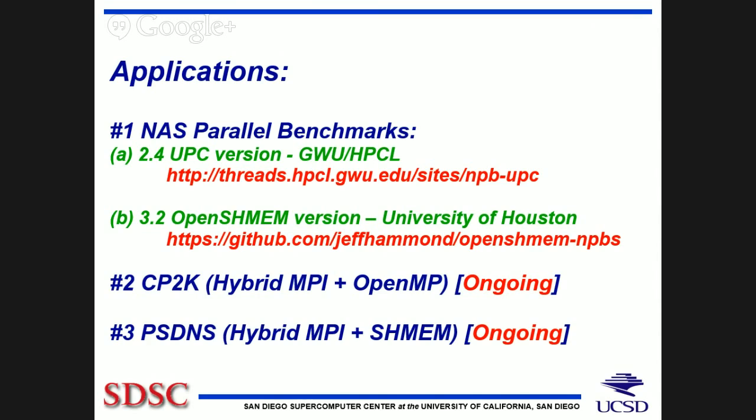The UPC version is out of George Washington University, HPCL lab there, and the OpenSHMEM version is, I think, the University of Houston and Oak Ridge implementation. We also have some tests going with CP2K and PSDNS for hybrid codes and some more work that's ongoing. I don't have results for that today.